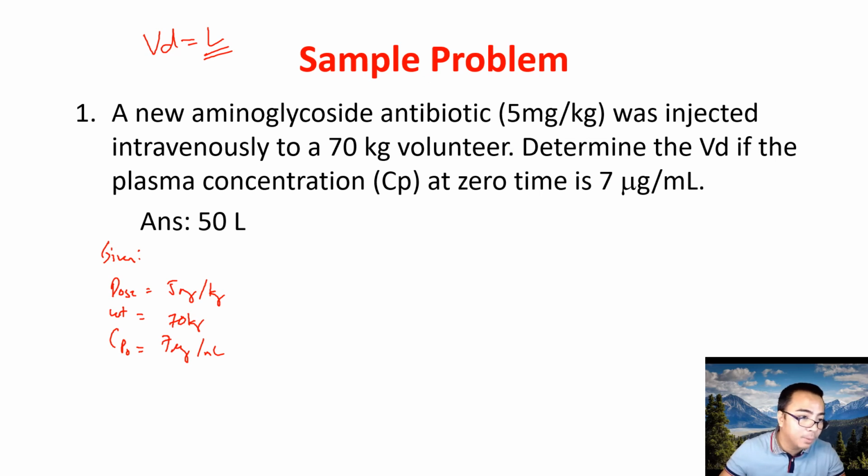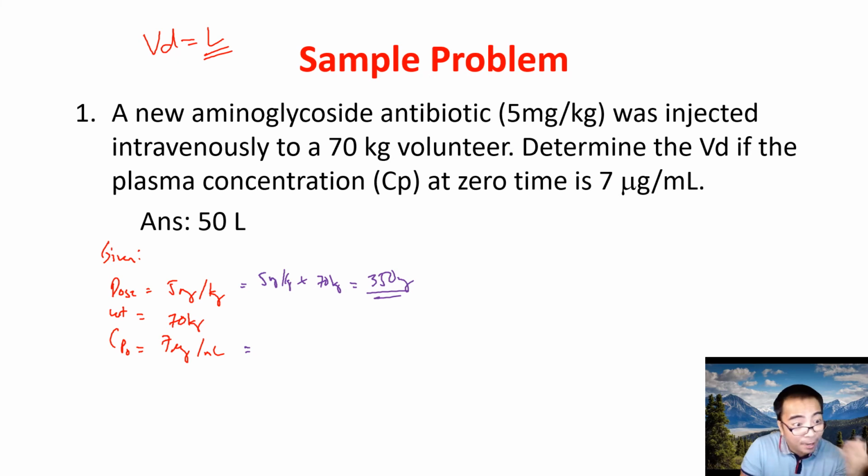Now, normally, class, when I do computations, everything I can convert, I convert already. So to get the dose, it's simply 5 milligram per kilogram times 70 kilograms to get the exact dose. That's 5 times 70. We get 350 milligrams.